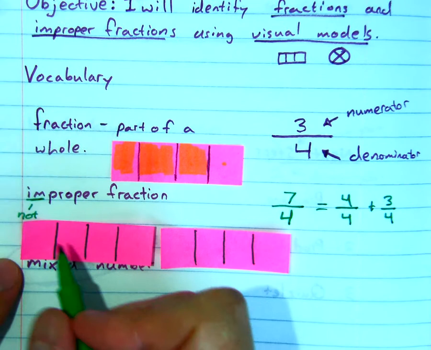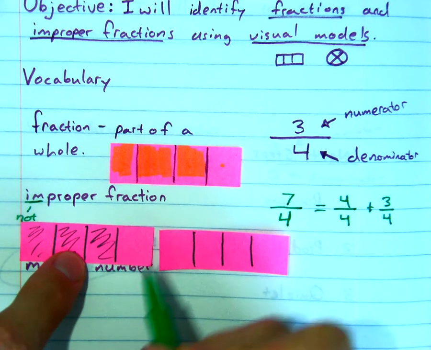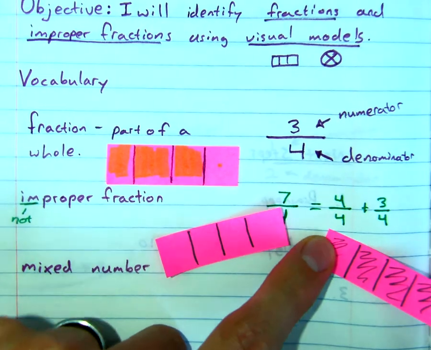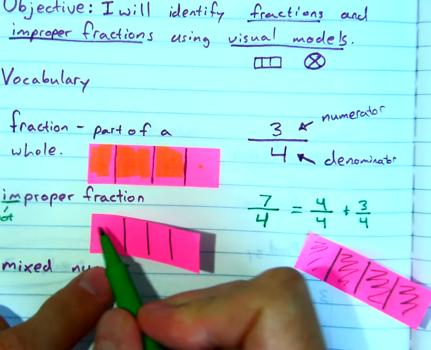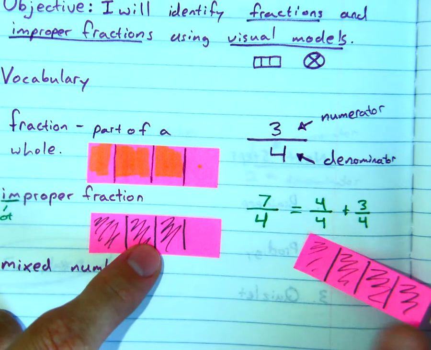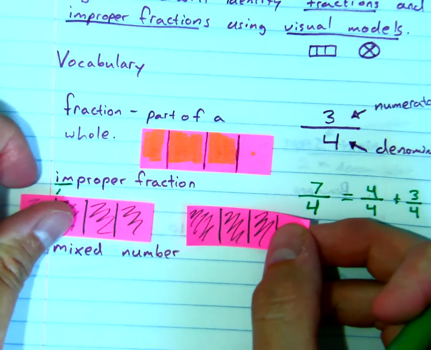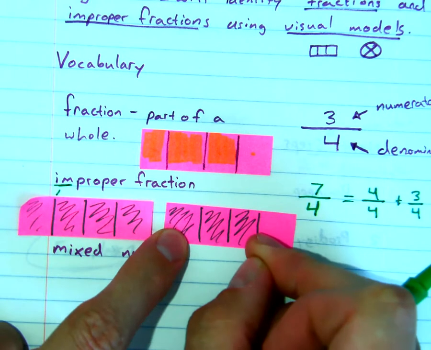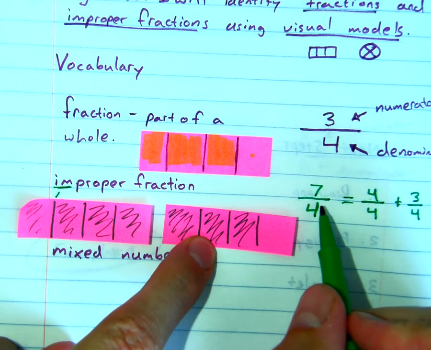So if I were going to shade this in, I would have all of it. 1, 2, 3, 4. And this would count as my 4/4. My next fraction would be 3/4. And I can shade in 1, 2, 3. So if I were to add these two up, I'd say I have 4/4 or 1 whole, and then I have 3/4. If I add all the parts together, 1, 2, 3, 4, 5, 6, 7, I get 7/4.